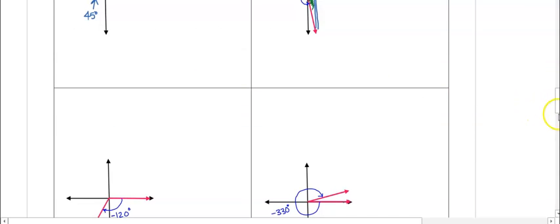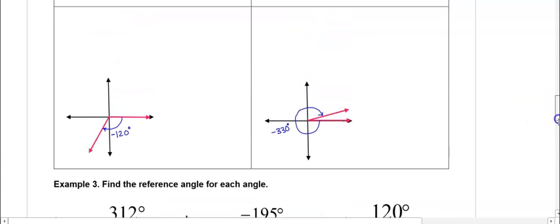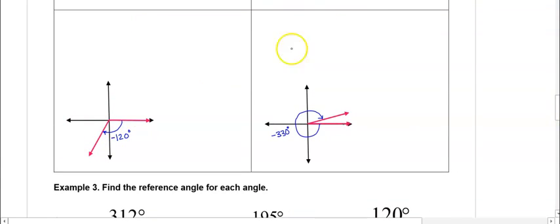Let's try these next ones. So right here in this third quadrant, what I'm going to have is, again, to my x-axis. So I'm drawing to my x-axis. It's going to be this angle here. It's what's left. So if this is negative 120, I've got 180 minus 120, and that's going to get me 60 degrees.